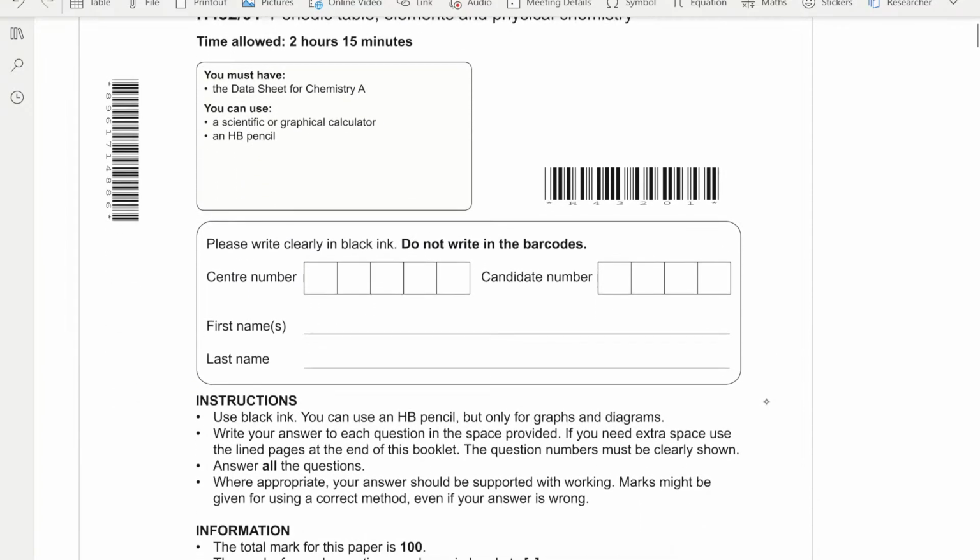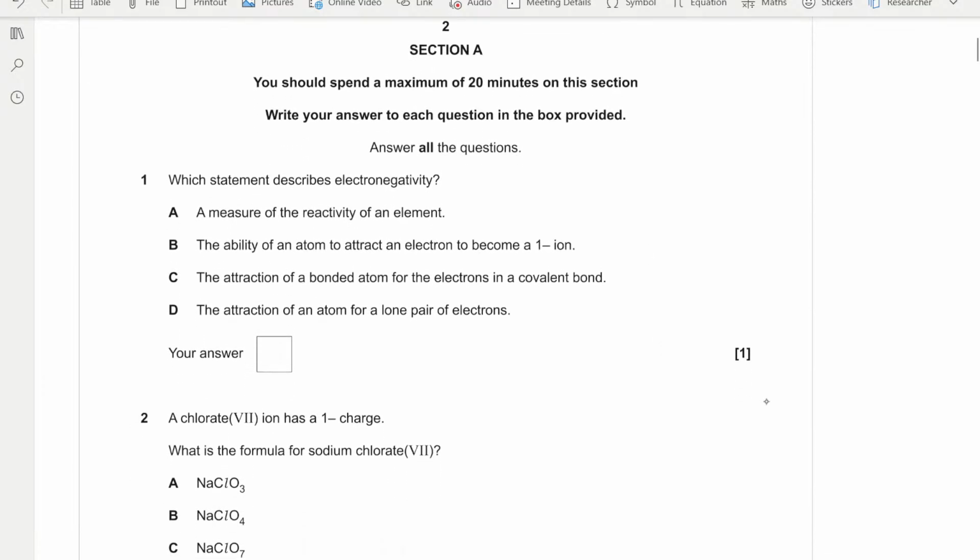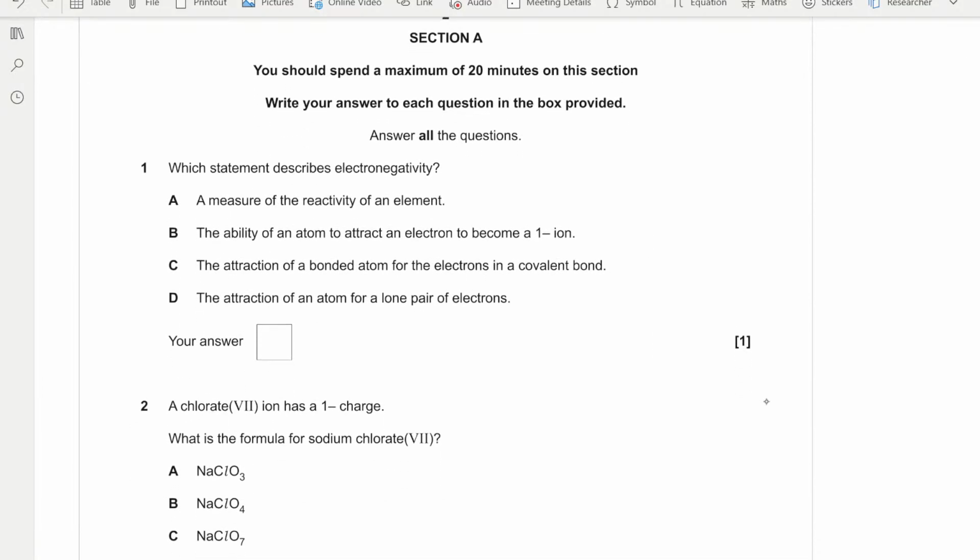Let's get straight into the multiple choice questions. Usually I'd recommend answering the long form questions first, but for the purposes of this video I'll just do the multiple choice questions first. So question 1. Which statement describes electronegativity?